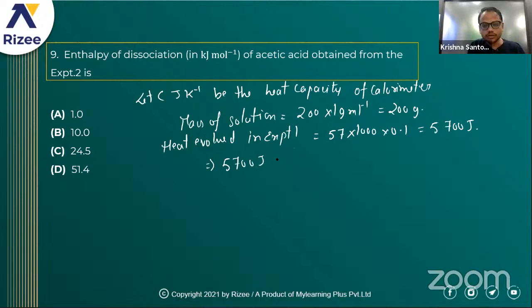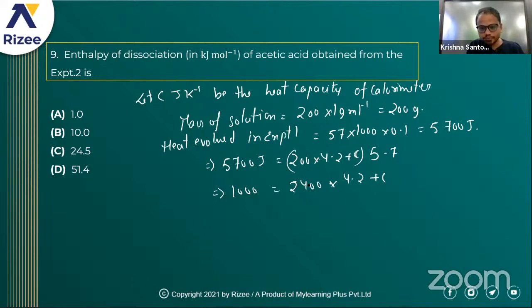So I can write 5700 joules equals 200 into 4.2 plus C, into 5.7 degrees centigrade, since that temperature is increased. So that will be 5700 equals 200 into 4.2 plus C, times 5.7.